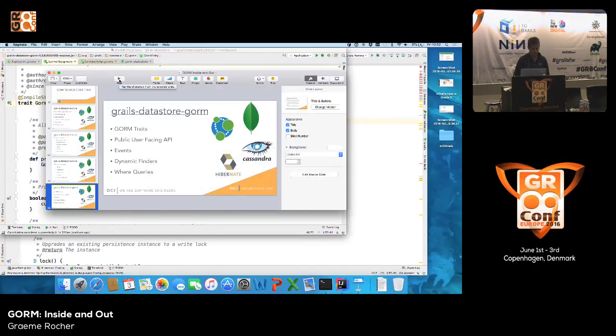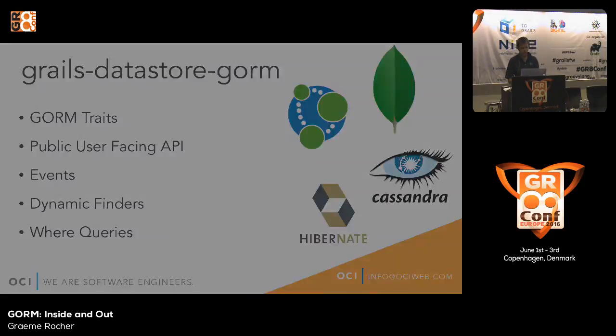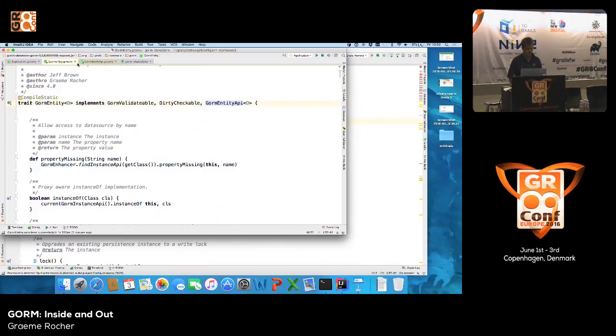Yeah, we're okay. So grails-datastore-gorm provides all the Gorm traits, the public user-facing API, I guess you would say. The events. Another interesting part that grails-datastore-gorm provides is the dynamic finders.